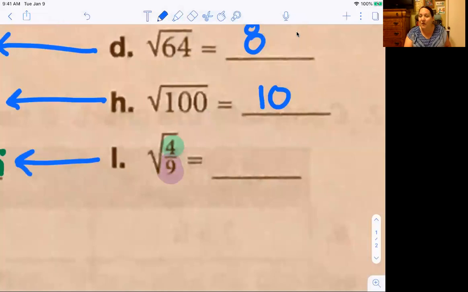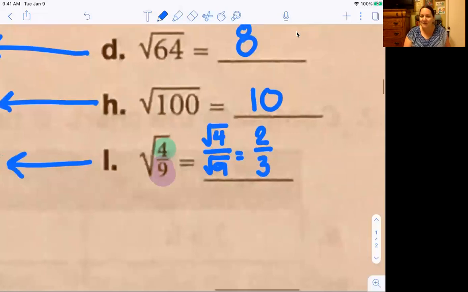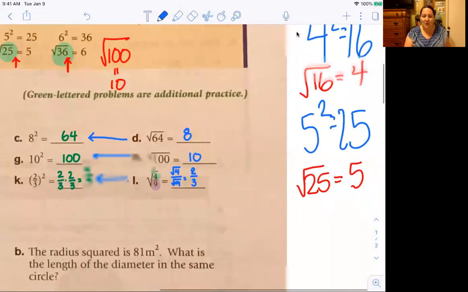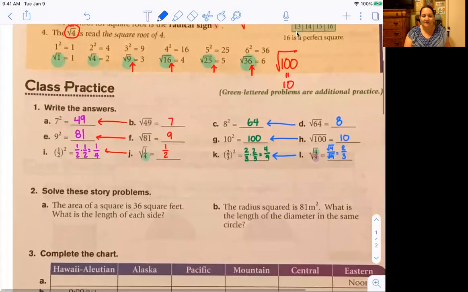What is the square root of 4? It's really the square root of 4 over the square root of 9. So what number times itself will give you 4? 2. 2 times 2 is 4, or the square root of 4 is 2. And how about 9? What number times itself will give you 9? 3. So 3 times 3 is 9, or the square root of 9 is 3. So the square root of 4/9 is 2/3. Okay. Wow, we did that very quickly.